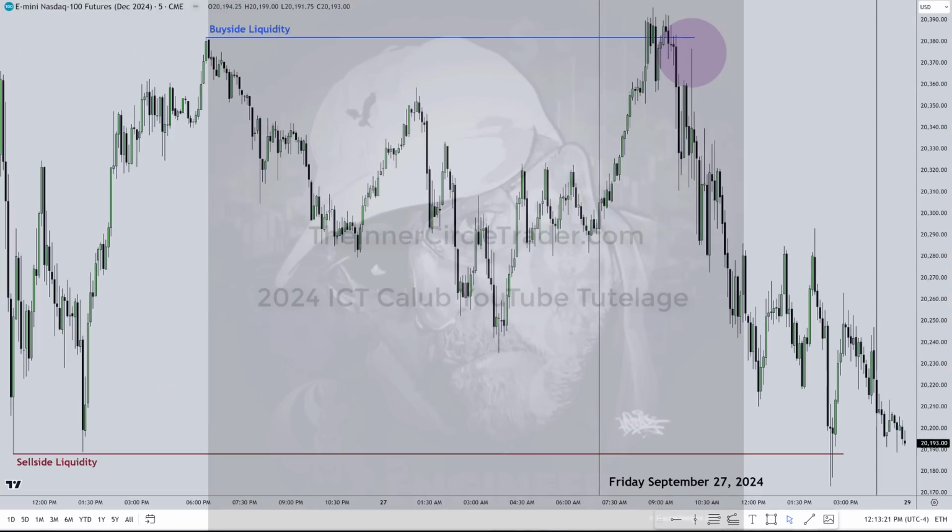All right, so we have the charts here on a 5-minute basis. Relative equal lows here, I mentioned that on Friday's September 27th, 2024 live stream. And the buy side, we swept that.